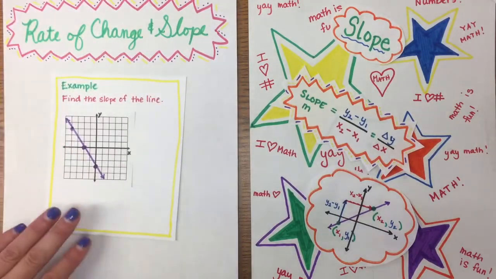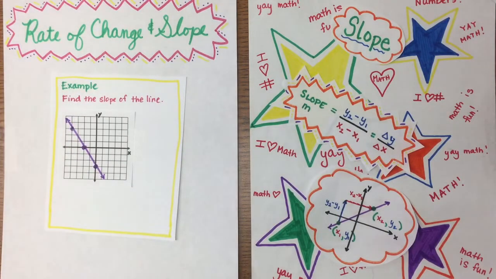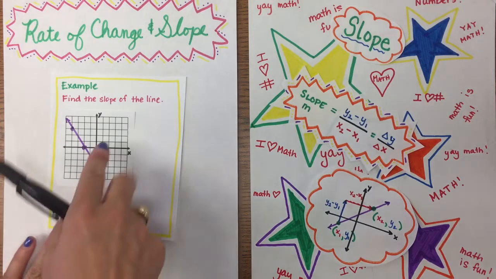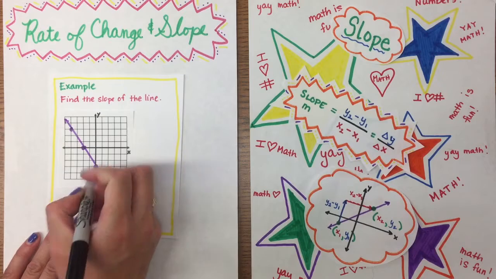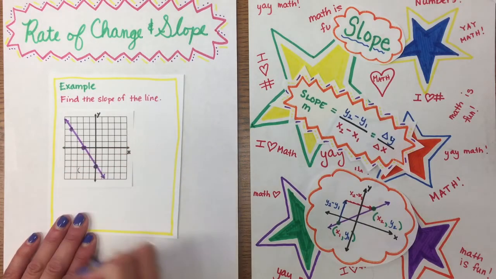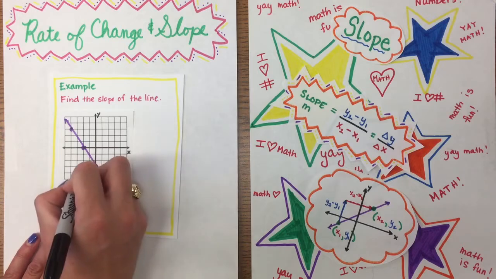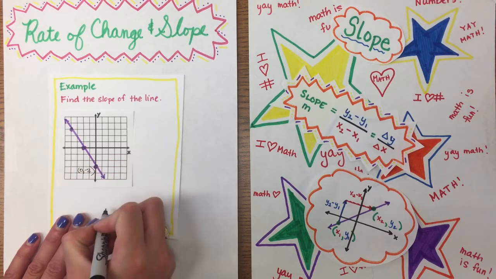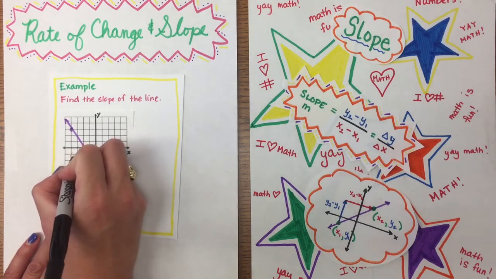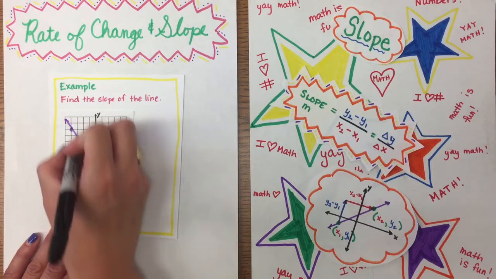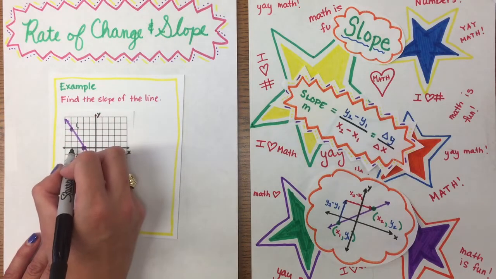Another example, we have an actual graph here. So I'm going to need to pick ordered pairs off of this graph. So find the slope of the line. I see I have 3 points on here. I'm going to call them all out. This point I see is 0, -3. This point is -2, 0, and this point is -4, 3.